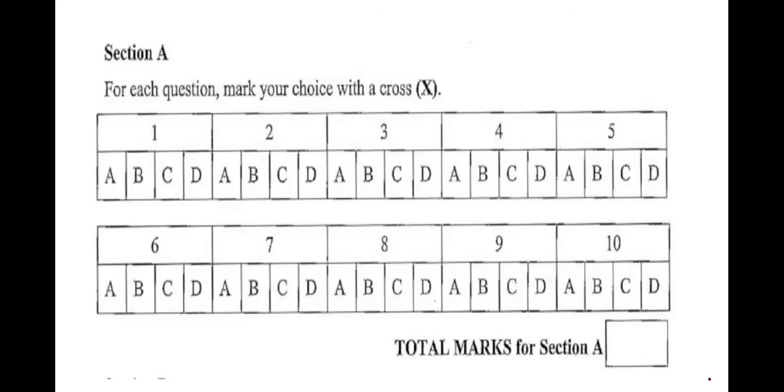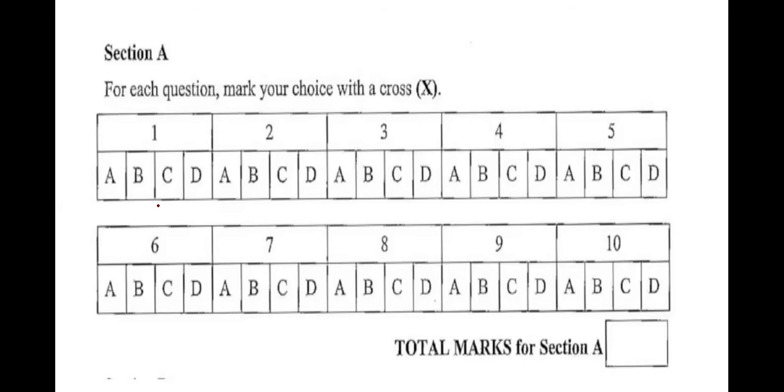So Paper 1 has got Section A and Section B. Section A is multiple choice, and this is the answer grid showing right here. For each question, mark your choice with a cross X. All right, so these are the questions, and they are just 10. So question 1 has got choices A, B, C, and D. So if you make your calculations, then you can come and mark your answers here as I will demonstrate.